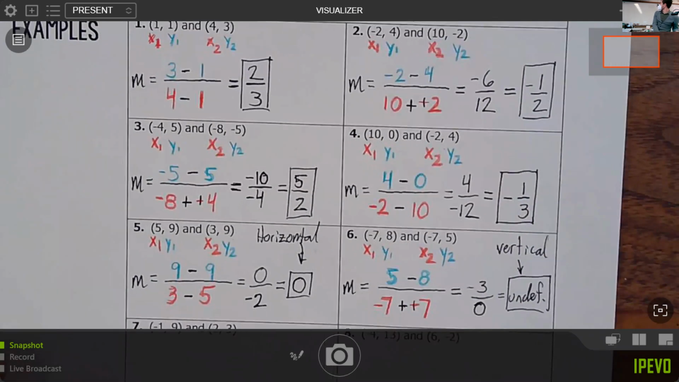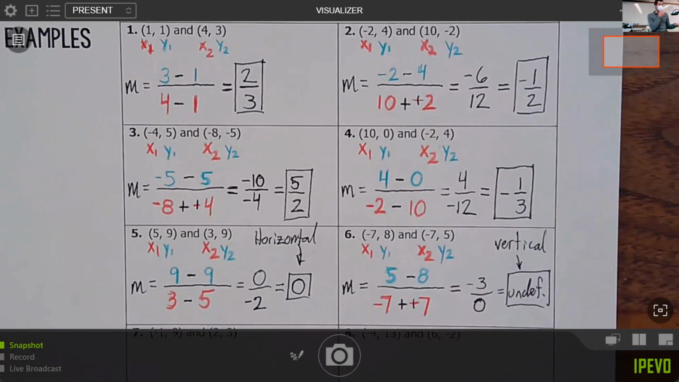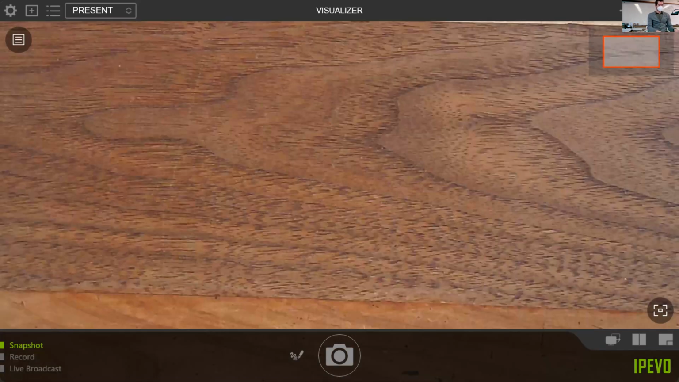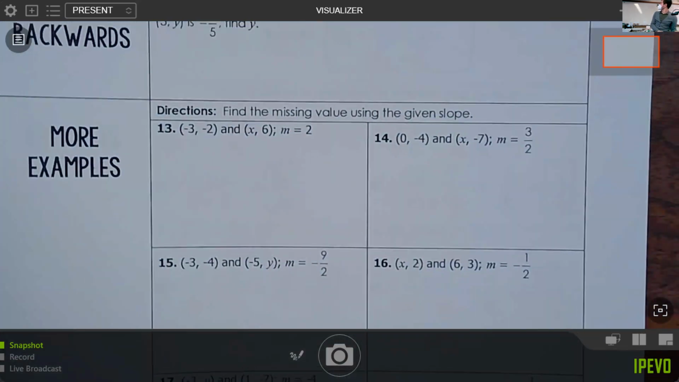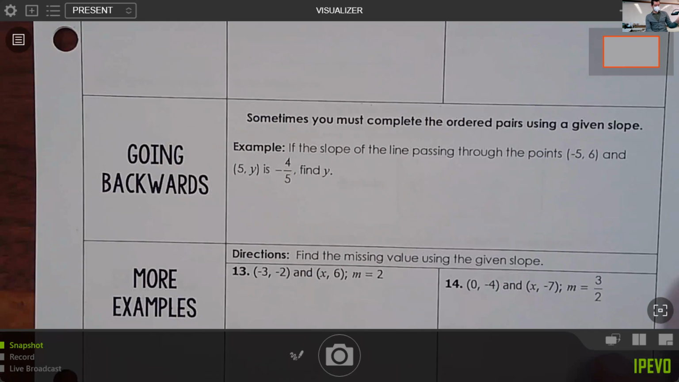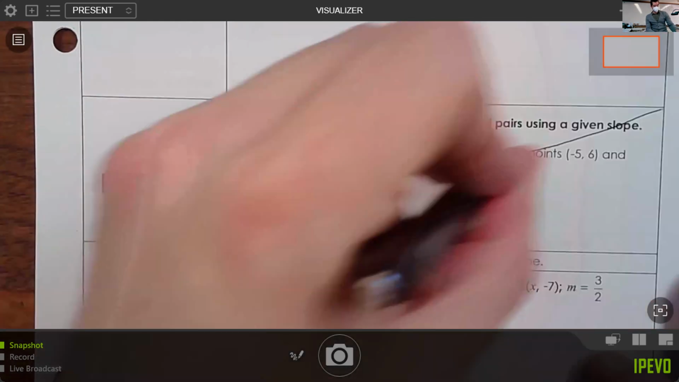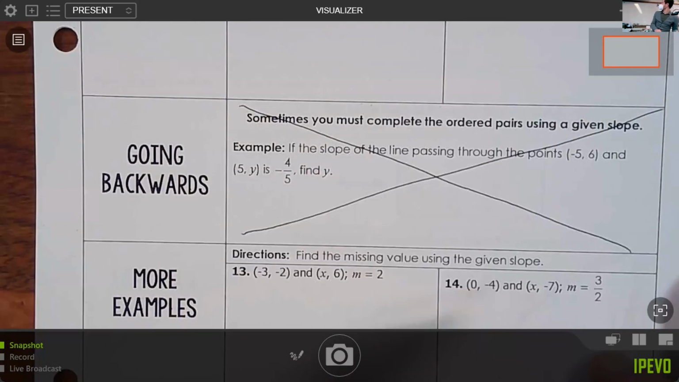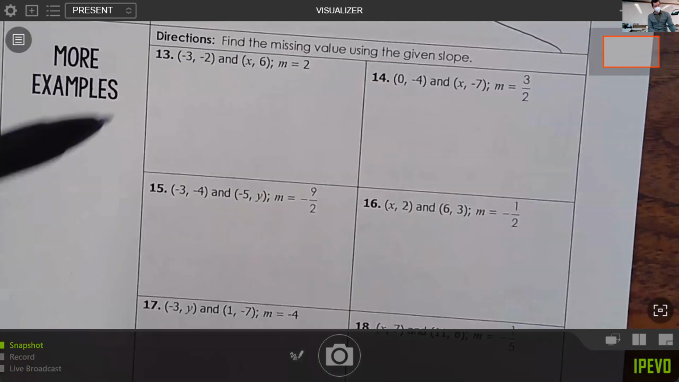So these first 6 problems, we've pretty much seen the variety that you're going to run into on your assignment. So before I have you work on 7 through 12, I want you to go to the second page real quick. And I went ahead and made a decision. We're not going to do anything after problem number 12, or 13 through 20.